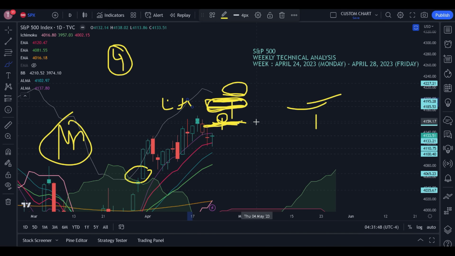Now if there comes very heavy manipulation, like let's say manipulation on Monday and Tuesday for two days, a bullish movement, then what will happen? In that case, it can breach and move up to what?